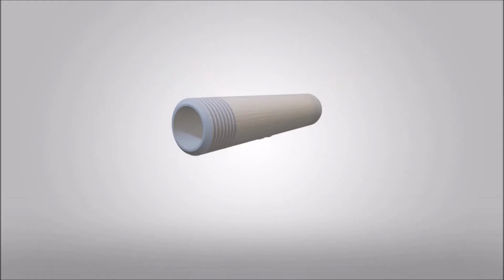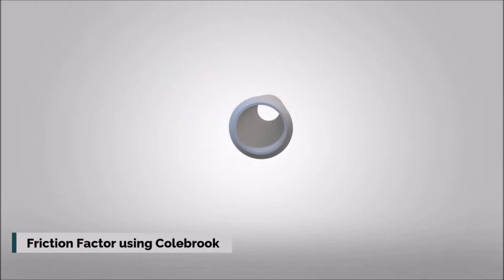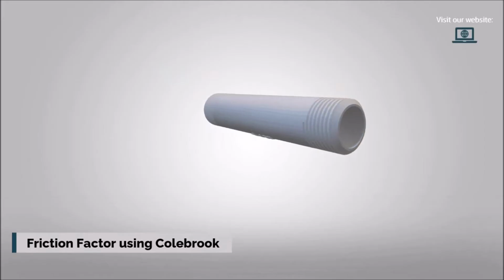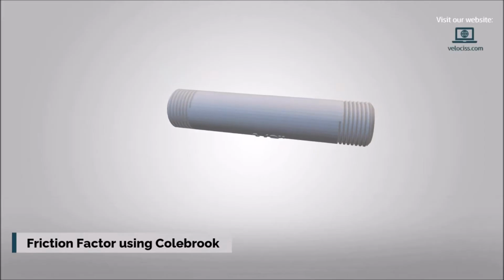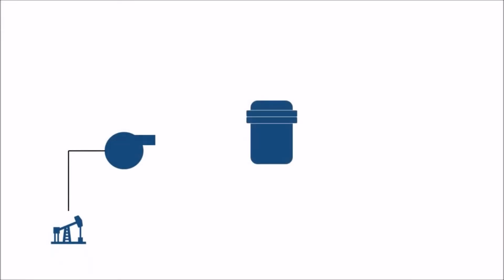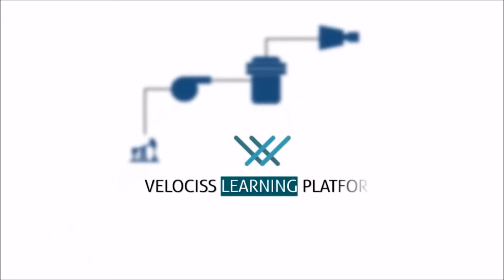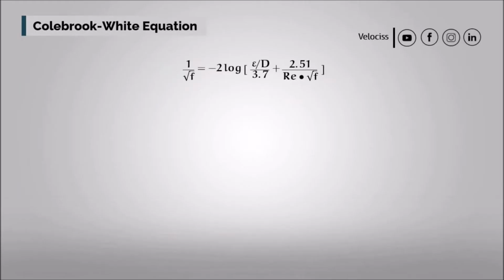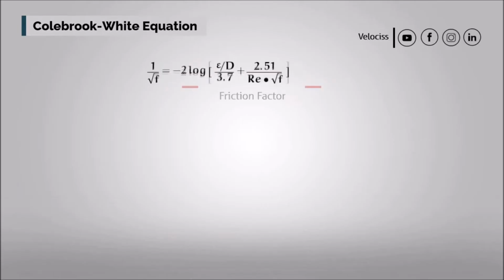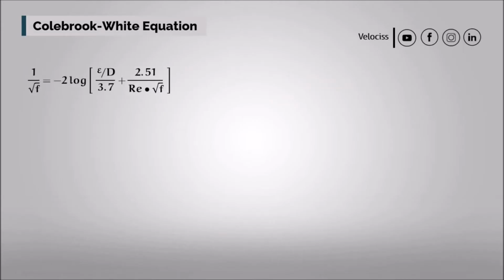In this video, we will use Microsoft Excel to show how to solve the Colebrook equation. As you can see in this formula, it is mathematically impossible to isolate f, which is the friction factor. So we'll be using Excel's goal-seek function to reveal the value of f.